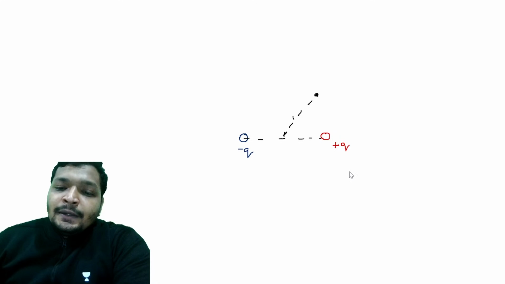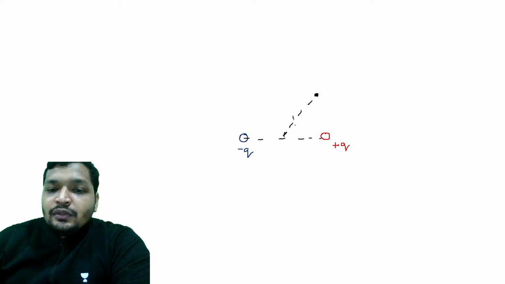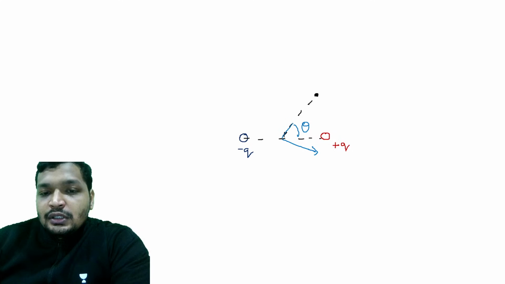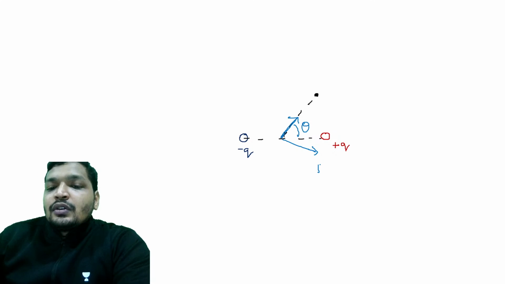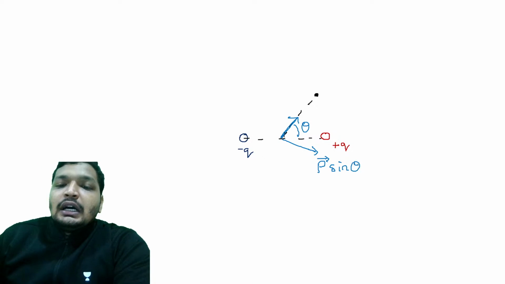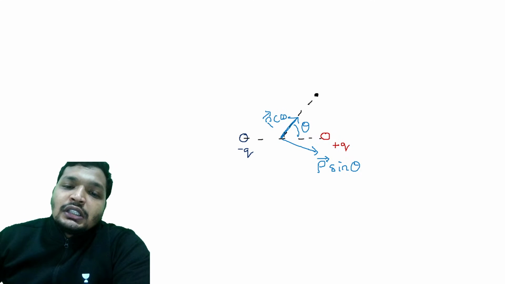Now let's resolve the components and write it down. Okay, given this is theta, this should be what? Sin theta. This should be what? Cos theta, and sin theta. Okay, this is P vector sin theta. This is what? P vector cos theta.